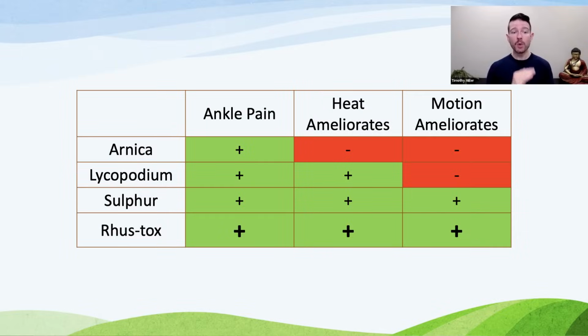So let's just look. We're not just looking at the match, but we're looking at the intensity of the match. And Rhus tox, whoa, it matches those symptoms much more intensely than sulfur does. So if you were to choose between sulfur and Rhus tox as the first remedy to start with, Rhus tox would probably be a better choice.